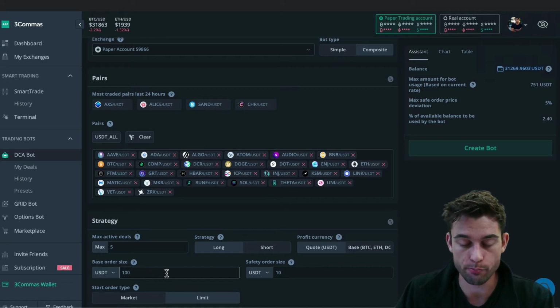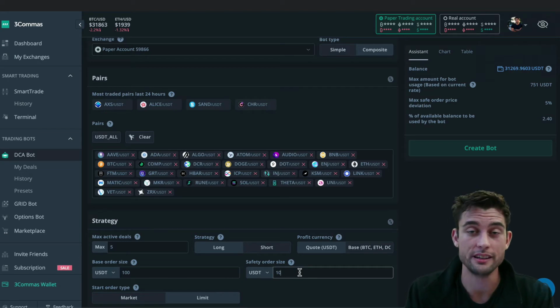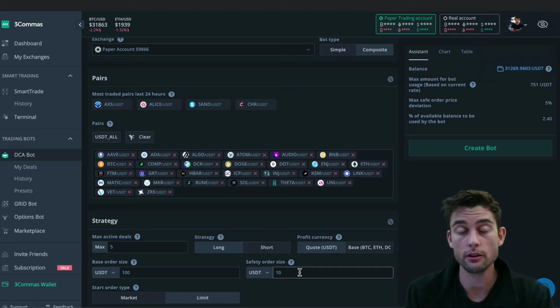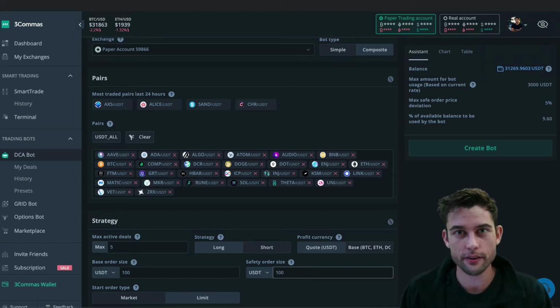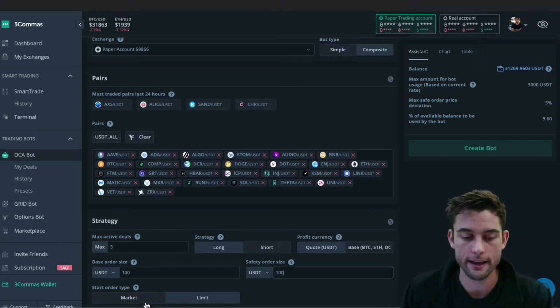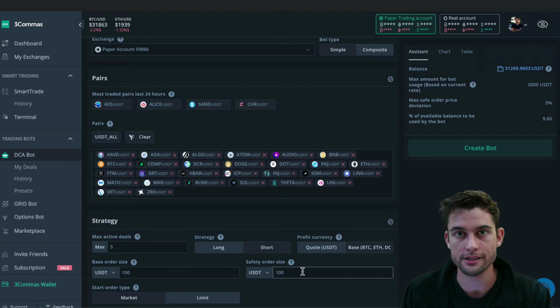So that is the base order, and now we have the safety order sizes. We already went over safety orders in the previous video, but just to recap, the safety orders are the orders that will happen after your base order is hit. And in this video, I'm going to explain a little bit more advanced features when it comes to the safety order size. So in video 2, when we created our previous bot, we've always had the base order and the safety order set to the same size. Right now it's at 100 and the safety order is at 100. Before, I believe it was at 10 and 10, but regardless, it's the same size.